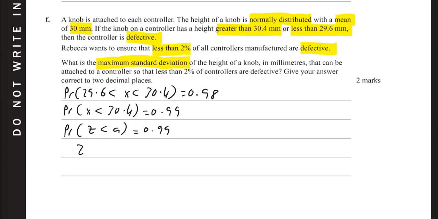And then for Z, you have to do 30.4 minus the mean, divided by the standard deviation. To find Z using this formula, you can use inverse normal and you get 2.32. So we can write 2.32 equals 30.4 minus 30, because 30 millimeters is the mean, divided by the standard deviation. And when you solve this, you get a standard deviation of 0.17 millimeters.